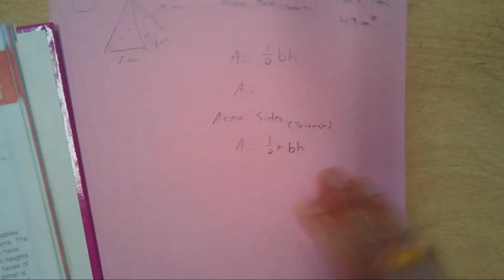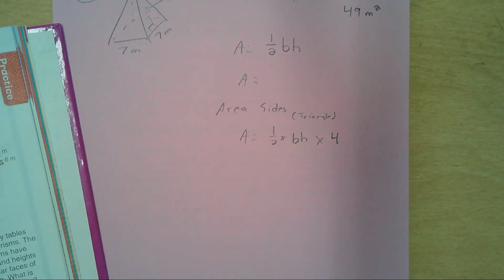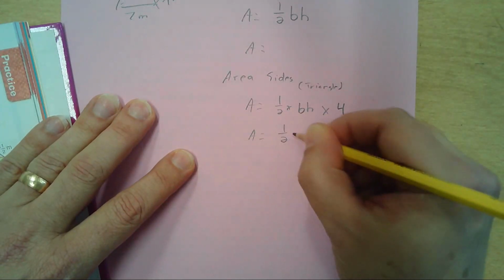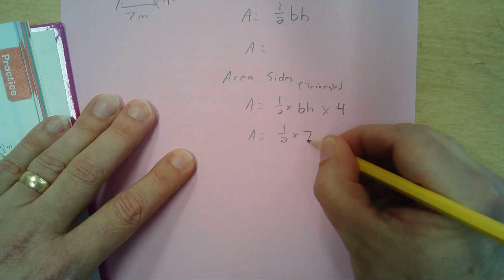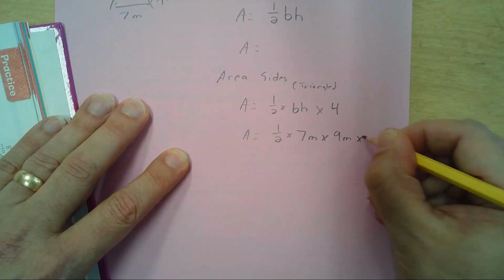So times 4. I'm doing that because I'm finding the area of one of the triangles, whatever that area happens to be. I'm just going to multiply that number by 4, and that'll tell me the area of all 4 of the triangles in one shot. So now, plug in what I know to be true: 1/2 times the base, which is 7 meters, times the height, which is 9 meters, times 4.